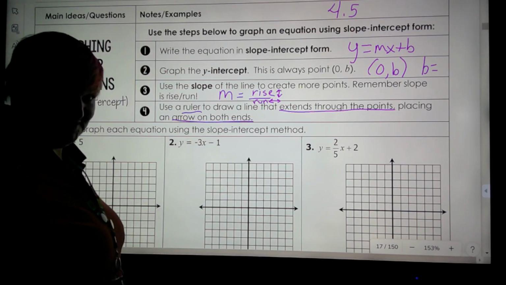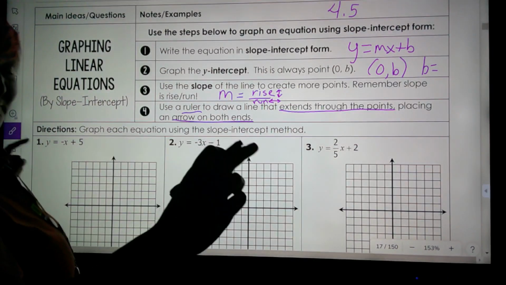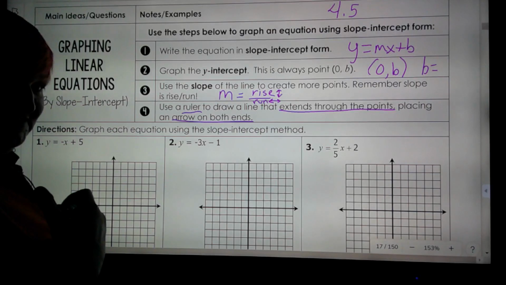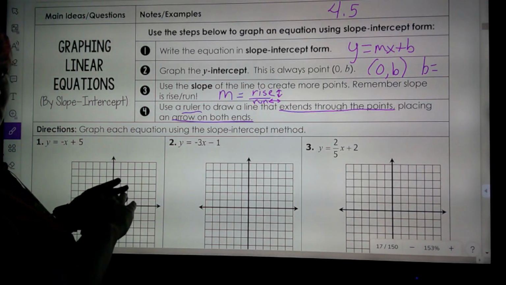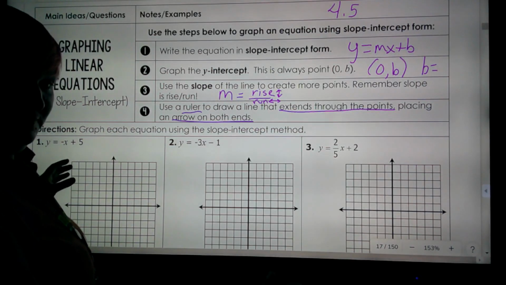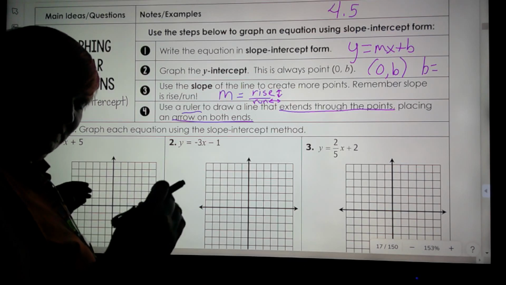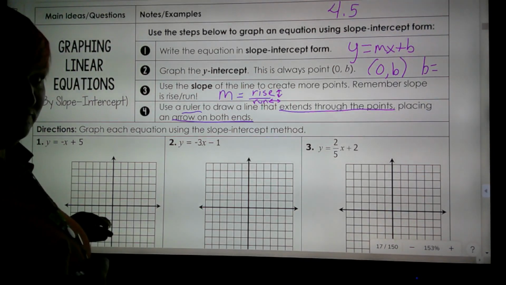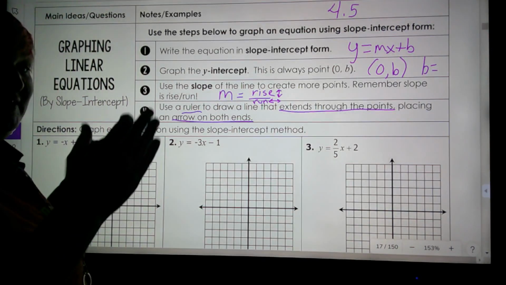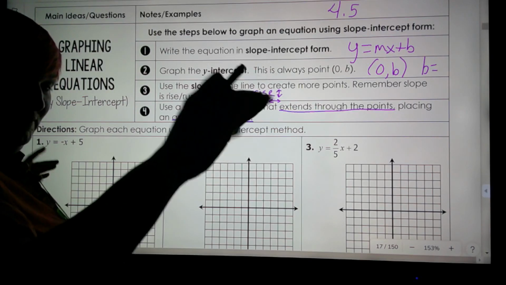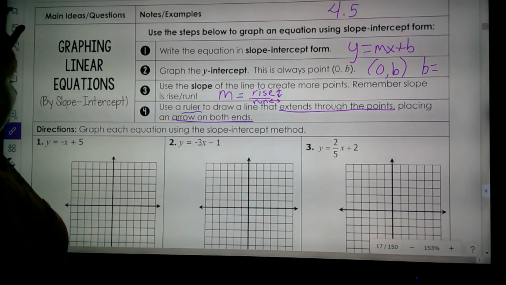both ends. This is important. It needs to extend past your points and have an arrow on both ends so that it tells me, the viewer, that your line goes on forever. But if you don't extend past and you don't put arrows on the ends, then I don't know your line goes on forever. I might think it's just a small line segment. So you need to go through and add arrows. I'll show you what I mean.